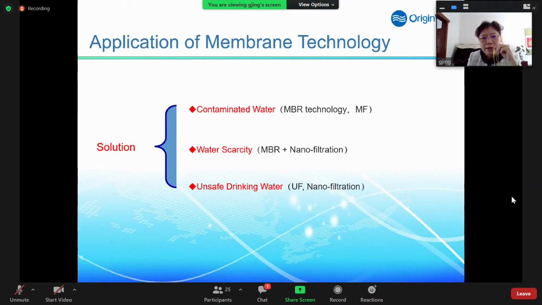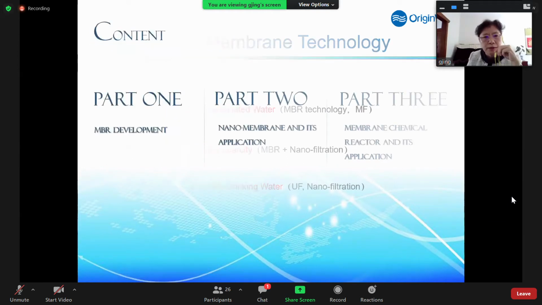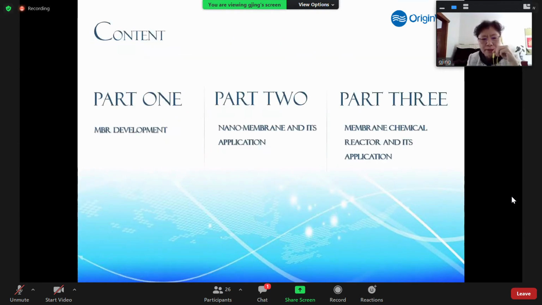And for unsafe drinking water, we can use ultrafiltration plus nanofiltration membrane technology to fix the problem, where a conventional treatment plant cannot do further and deep treatment. So as we know, membrane technology significantly contributes to solving the above three problems.